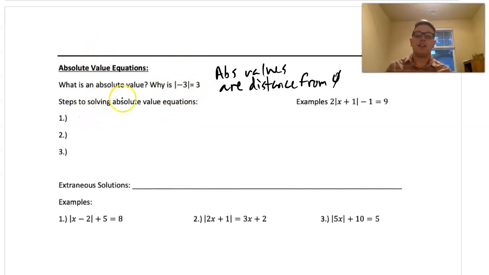What are our steps for solving an absolute value equation? Our first step, you have to get the absolute value by itself. So we need to get the absolute value.